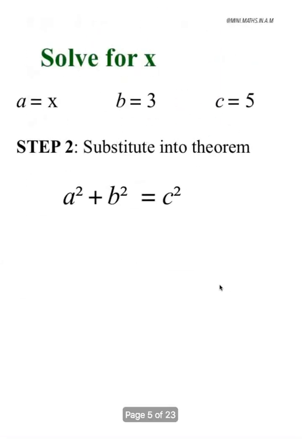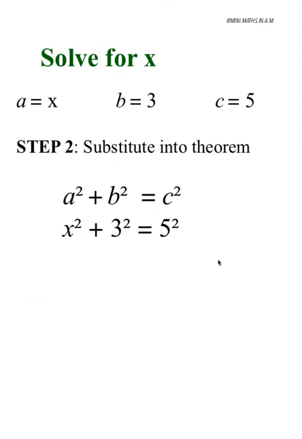And then our next step is to substitute these three values, and these are just the values we had from the last page, into our theorem. Remembering Pythagoras theorem is A squared plus B squared equals C squared. So replace the A with X, we see here. Replace the B with 3, we see here. And the C with 5.